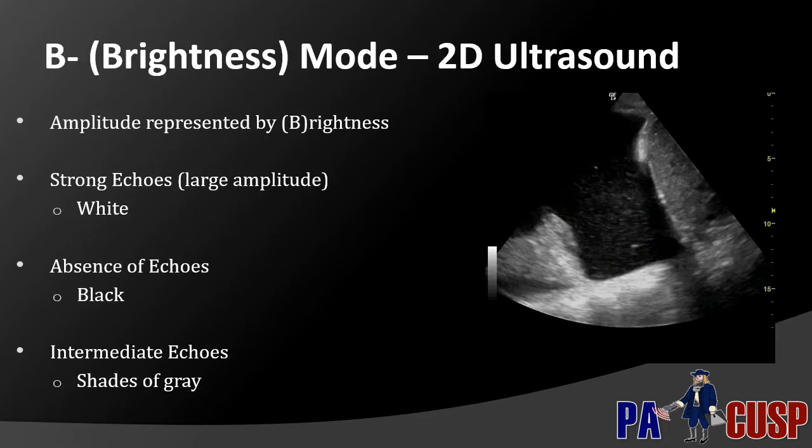The default imaging mode is referred to as B mode or brightness mode. This is a two-dimensional image that converts the amplitude of waves into a grayscale. Strong echoes with large amplitudes are displayed as bright white, whereas the absence of an echo is displayed black on the screen. Intermediate echoes are displayed with shades of gray.